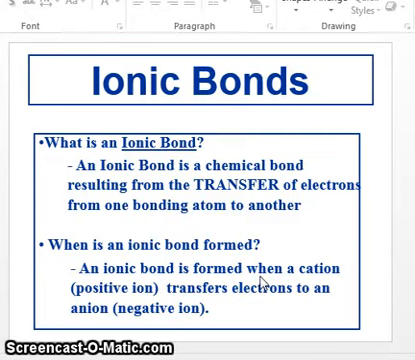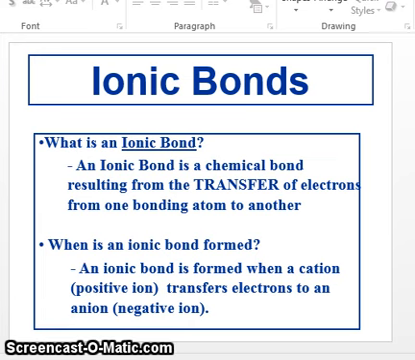Okay, let's talk about what an ionic bond is. An ionic bond is a bond that is formed between a metal and a nonmetal atom. What happens is the metal atom loses an electron and becomes a positive cation, and the nonmetal atom gains an electron and becomes a negative anion. And because you have a positive ion and a negative ion, they get attracted to each other.